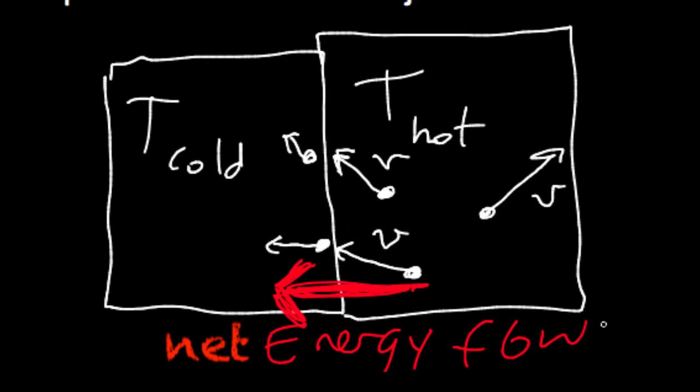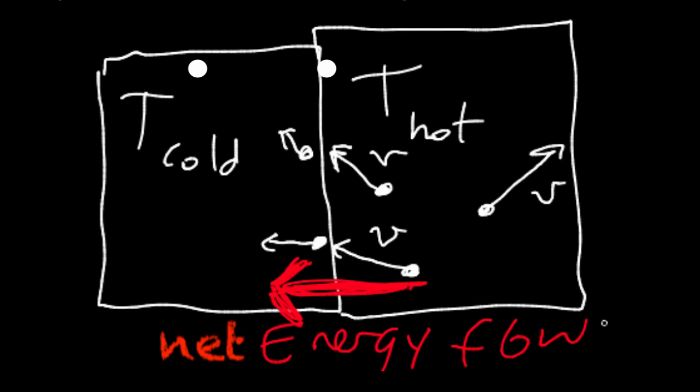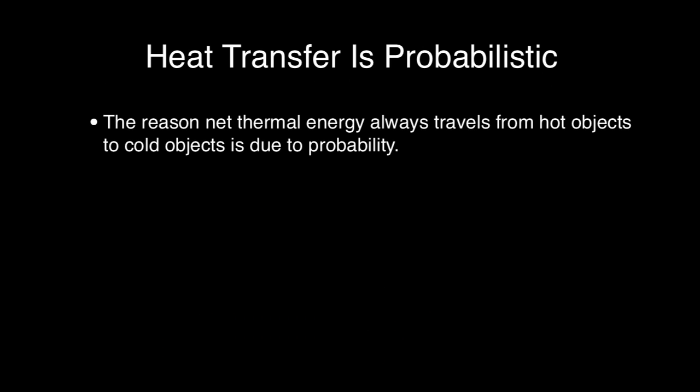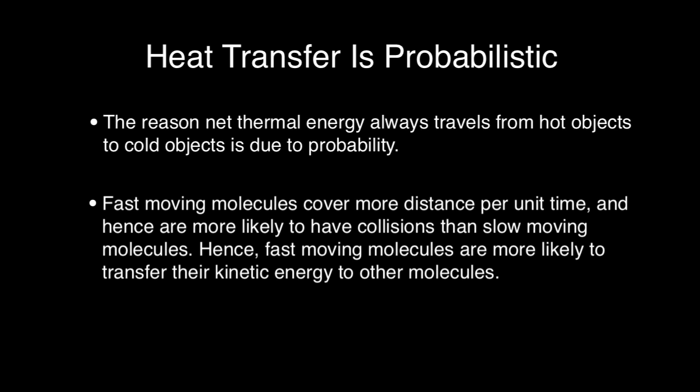Now, it is true that occasionally a molecule from the cold object may impart energy to a molecule from the hot object. An individual molecule collision could send energy the other way, but on average, the net energy flow is always from the hot object to the cold object. The reason that net thermal energy always travels from hot objects to cold objects is due to probability. Fast-moving molecules cover more distance per unit time, so they're more likely to have collisions than our slow-moving molecules. Hence, fast-moving molecules are more likely to transfer their kinetic energy to other molecules. They're more likely to collide and to give away their energy.